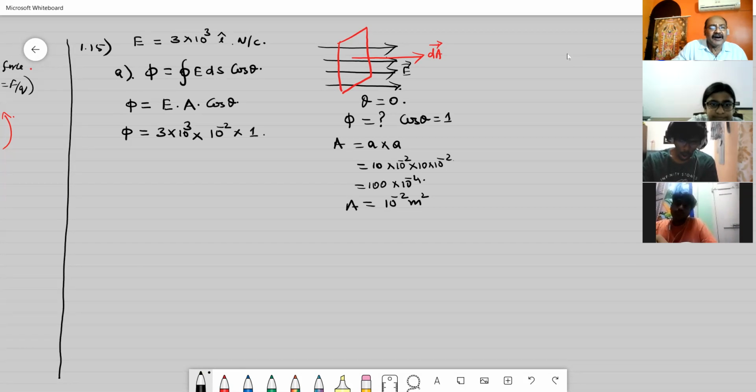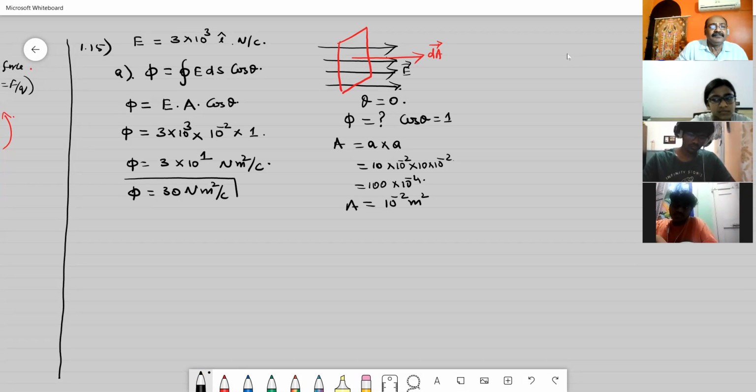Substituting here, the value of flux will be equal to 3 into 10 to the power of 1 Newton meter square per coulomb. That is phi equal to 30 Newton meter square per coulomb. This is the first one.